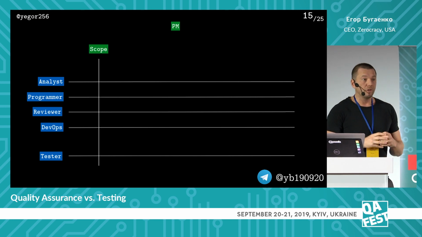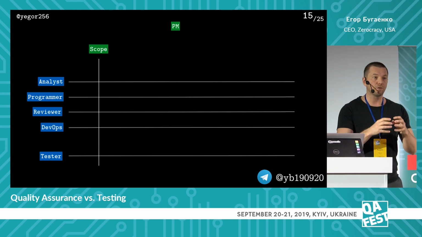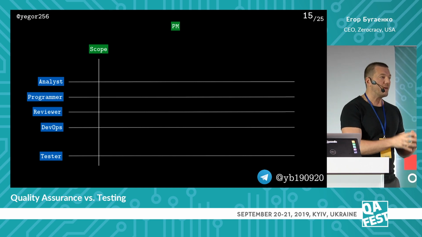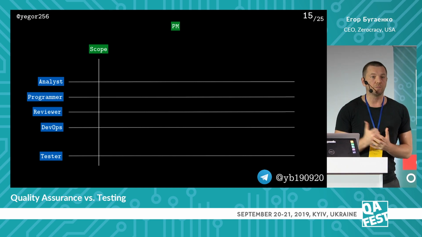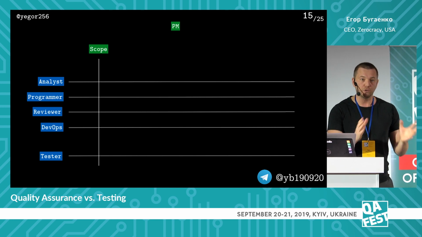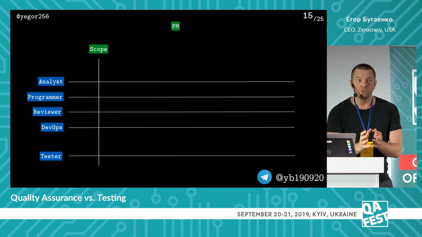I need to control the scope. I need to make sure that each of them does their work within the scope. I want the programmer to implement only the features the customer is paying for. I need to control it. I don't need to implement 5,000 features. I need to implement 17 features. This is scope control. I need to control somehow.